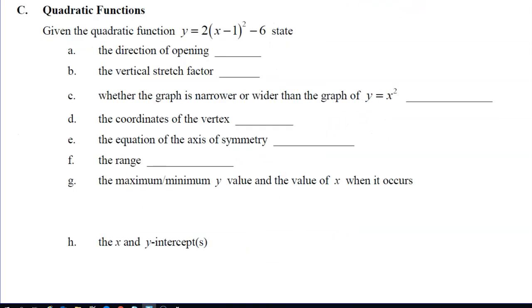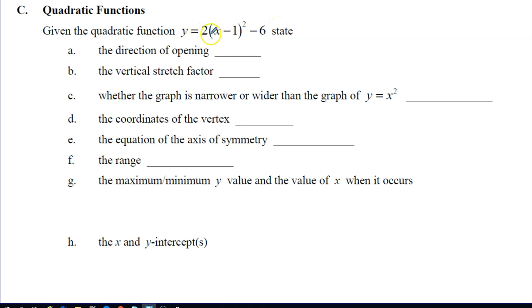Let's go on. Moving on to quadratic functions. Given the quadratic function, so this is like what? Seems like half of the 20-1 course, doesn't it? Quadratic functions. y is equal to 2, bracket x minus 1, quantity squared minus 6. State the direction of opening.